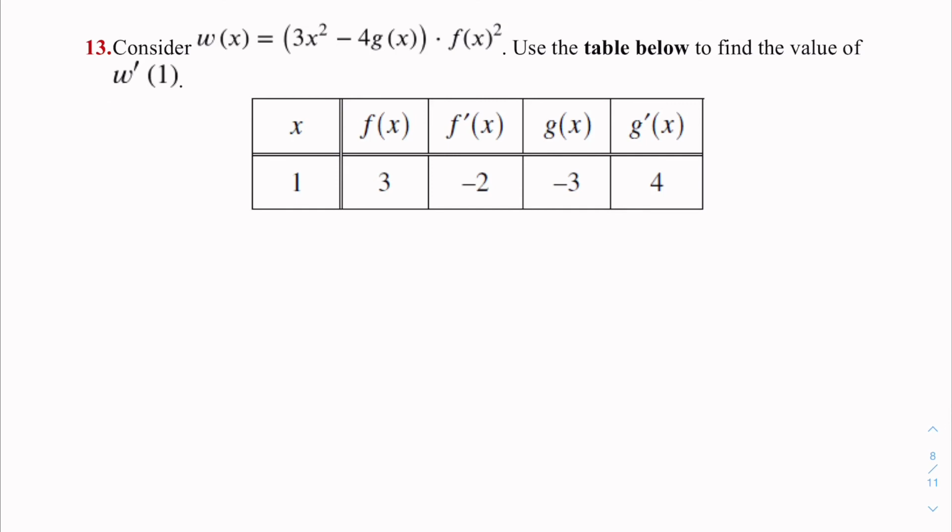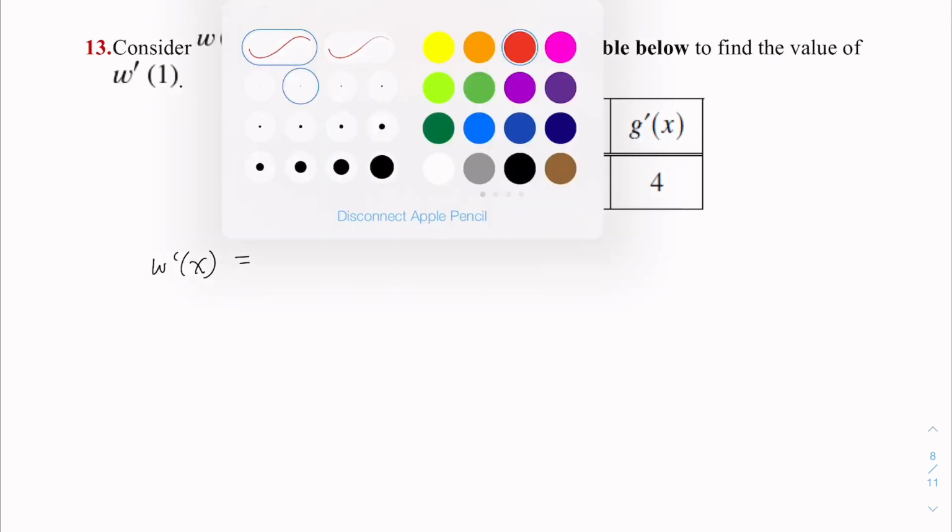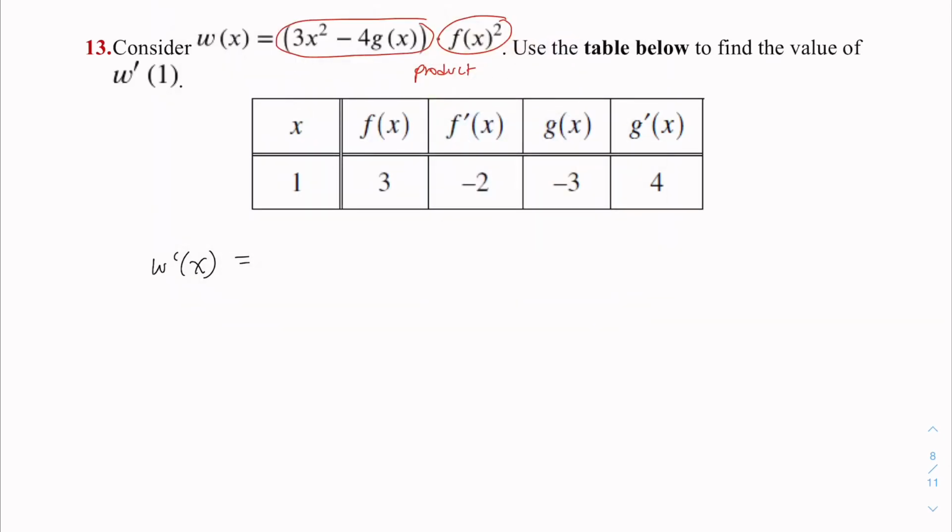So we're given a really complicated function, actually, but they've already named it for us, w of x. If they hadn't, we could have called it y. Use the table below to find w prime of 1. So we're going to find the derivative first, as always, and then last step, plug in the 1. Let's find w prime of x first. Notice we have a product rule first, and then we'll also apply the chain rule.